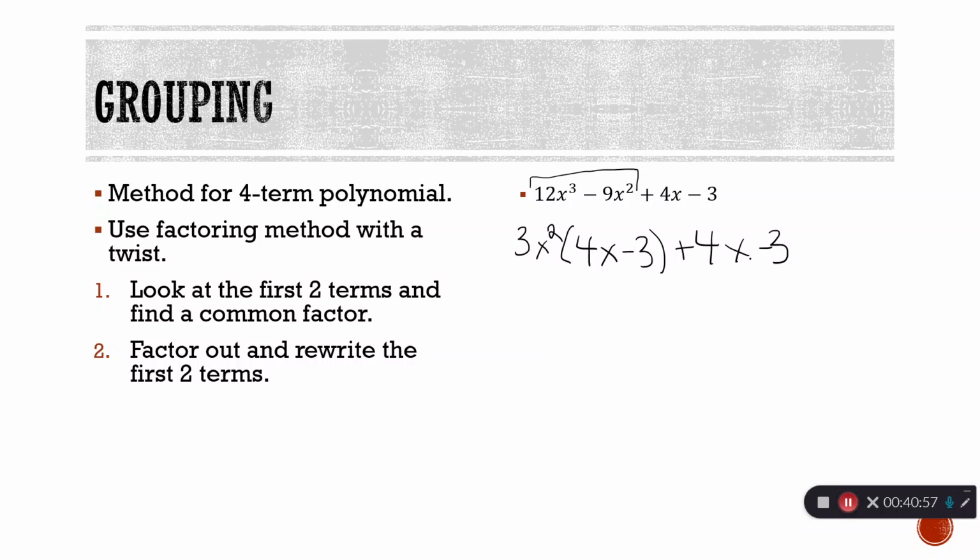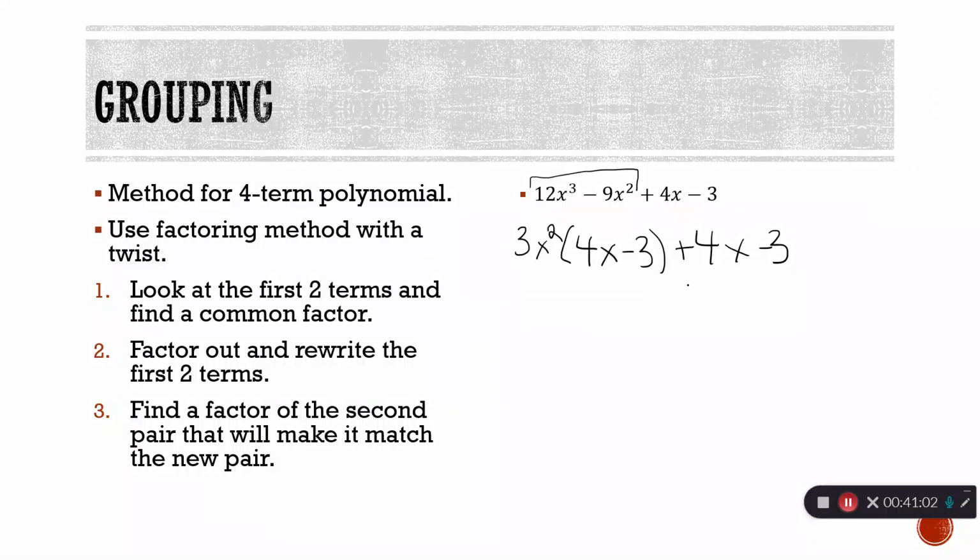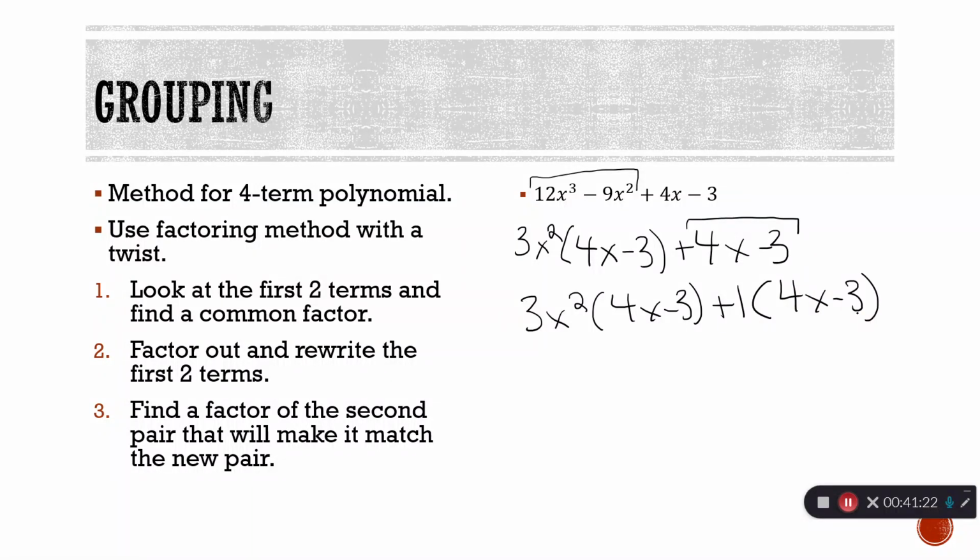Okay, ooh, that looks really close. Let's see. Now what we're going to do is we're going to try to pull out a factor from this second pair that'll make this match this. It already matches, so what do I pull out? Anything times 1 is itself, right? So let's do that. Plus 1 times x minus 3. Okay?